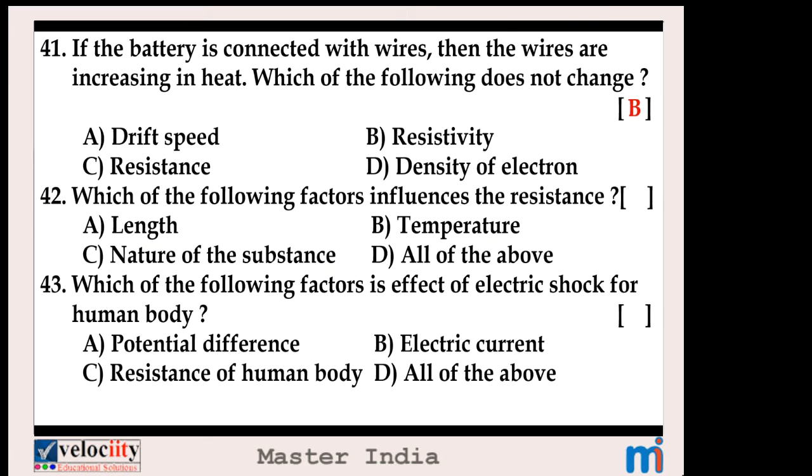42. Which of the following facts influences the resistance? A. Length, B. Temperature, C. Nature of the substance, D. All of the above. The correct answer is D. All of the above means length, temperature, nature of the substance.